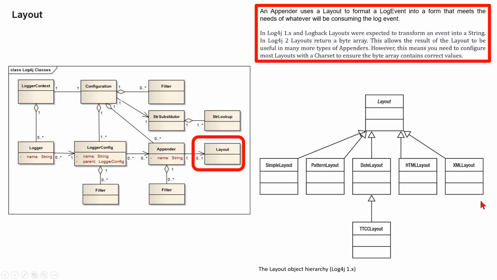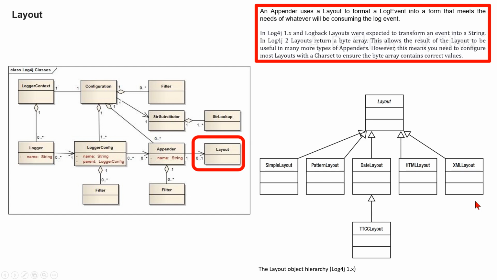XML layout. The output of the XML layout consists of a series of log4j:event elements as defined in the log4j.dtd. It does not output a complete well-formed XML file. The output is designed to be included in an external entity in a separate file to form a correct XML file.